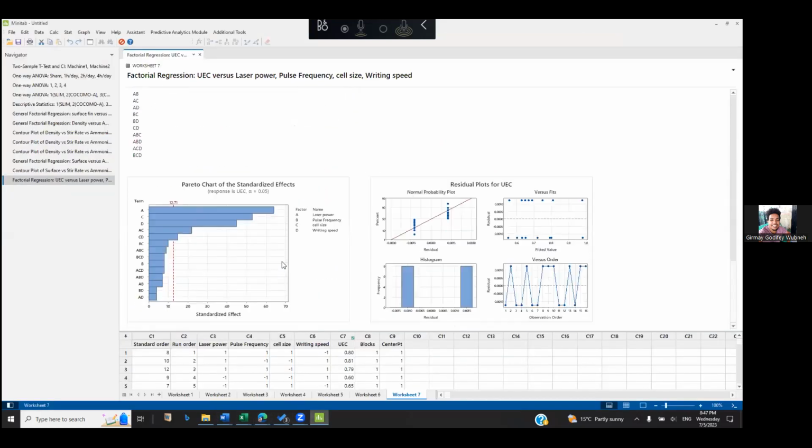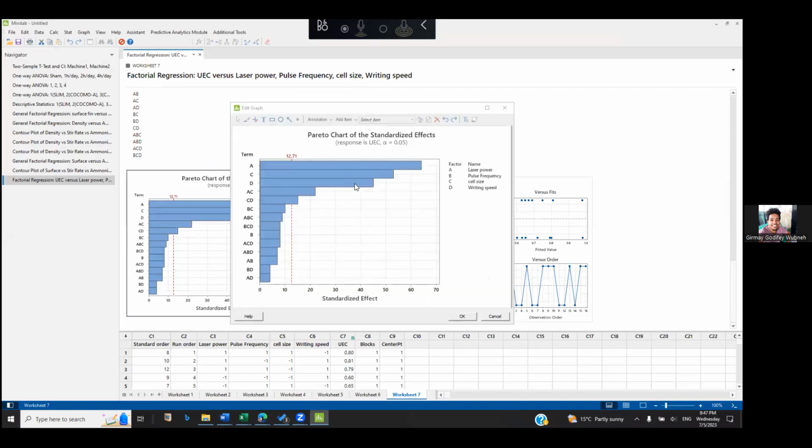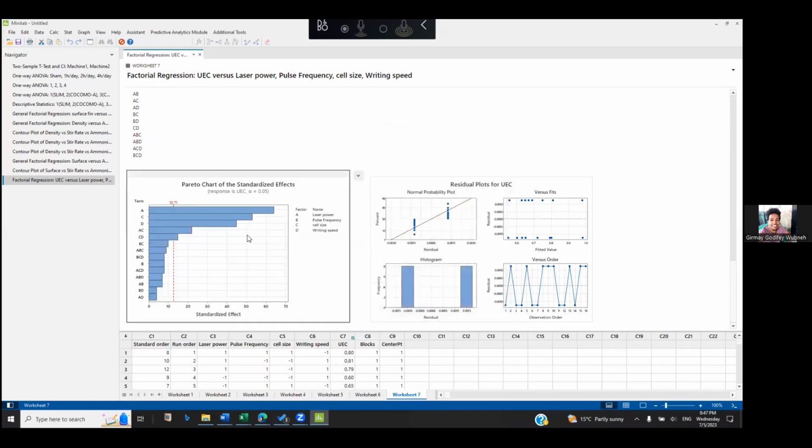In the Pareto chart, A is laser power and B is pulse frequency, which has less effect and does not pass the red line. C, cell size, has an effect. D has an effect. The interaction effects AC and CD, laser power with cell size and cell size with writing speed, have a significant effect on UEC. So that is the conclusion.